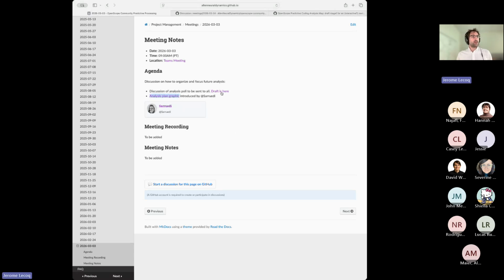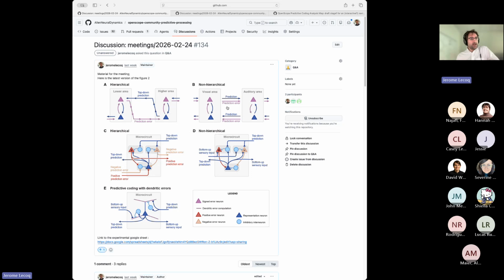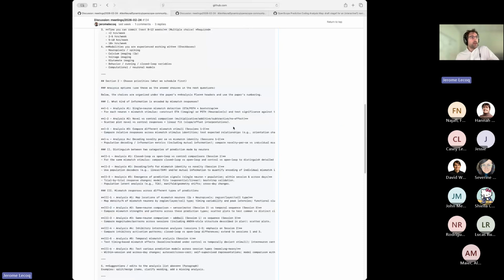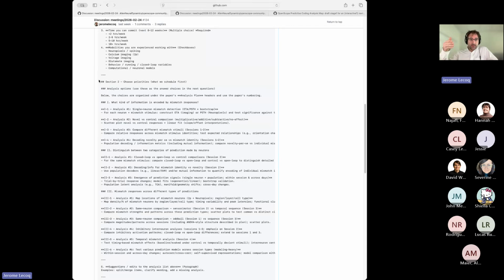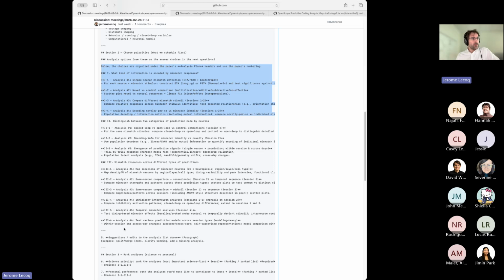So let's get started on the poll. What I did is take the paper that we have on archive. In the publication we wrote a list of aims for the analysis with questions such as what kind of information is encoded by mismatch response. Then subsequent analyses were designed to answer the questions, and it was written in the archive paper. I took these and structured them into a poll with three main headlines. First the question, and then the analysis underneath.